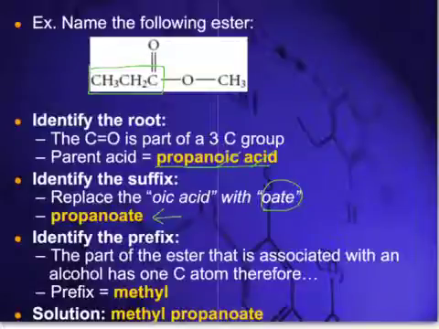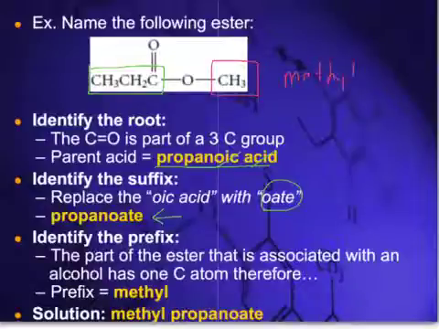Now we look at what alcohol was used to derive this ester. Here we see that the alcohol was a single carbon alcohol, or a methyl group, and this is our prefix. So then our final name of the compound is methyl propanoate.